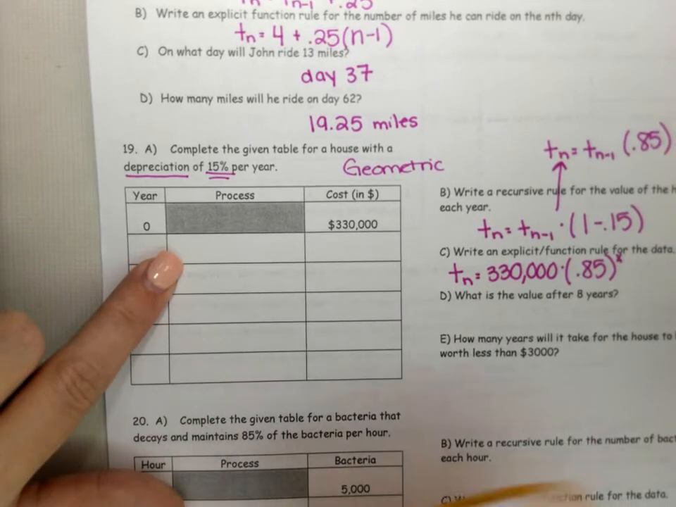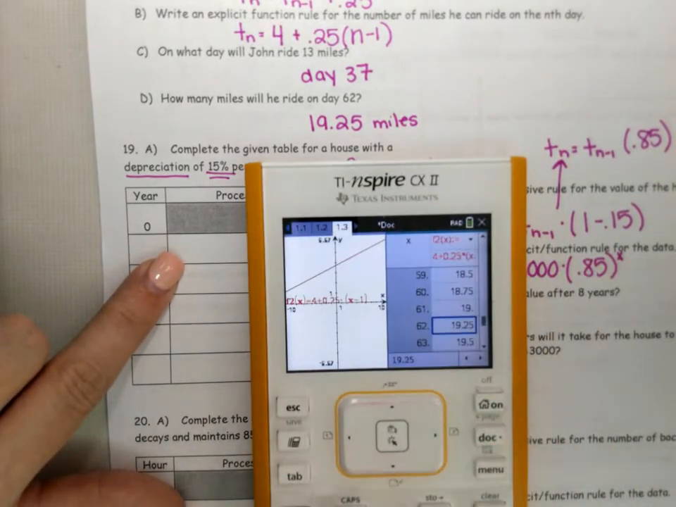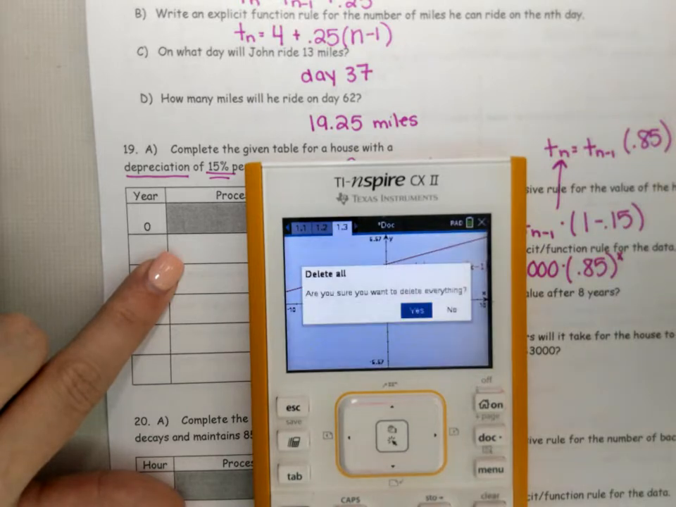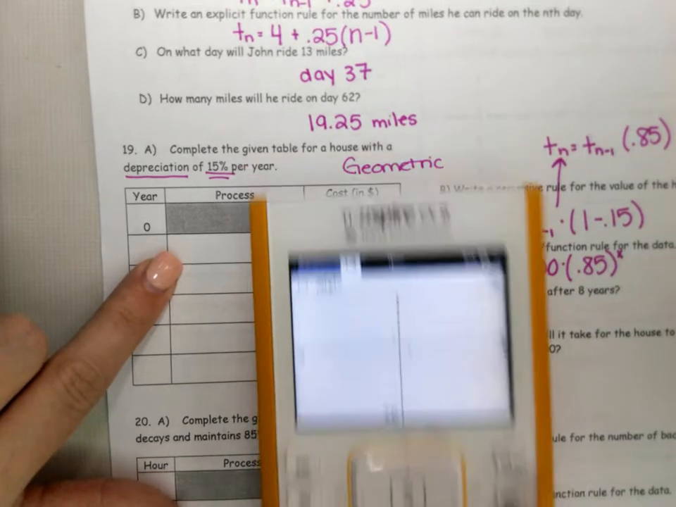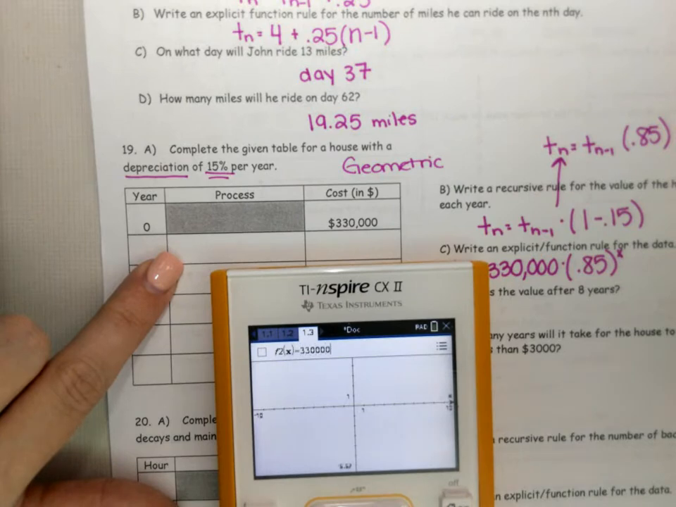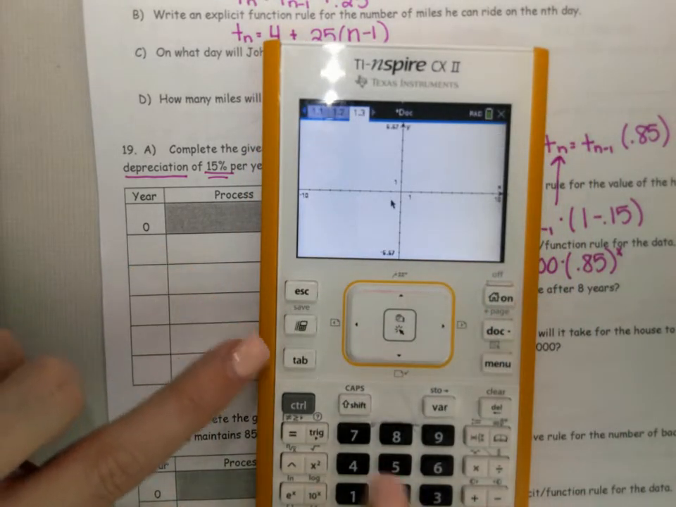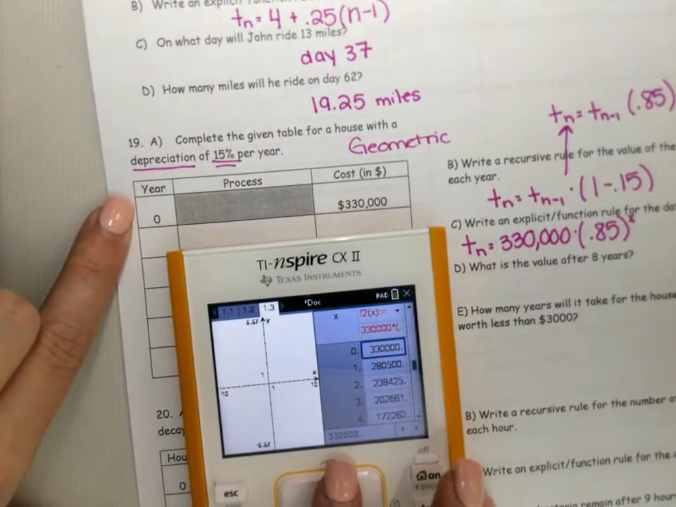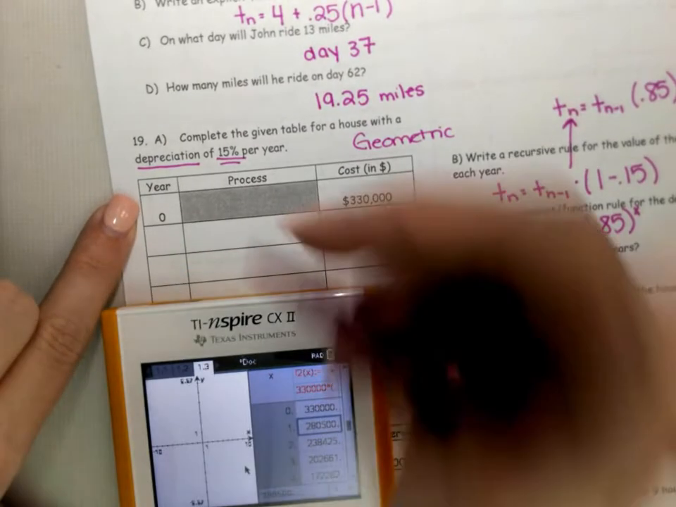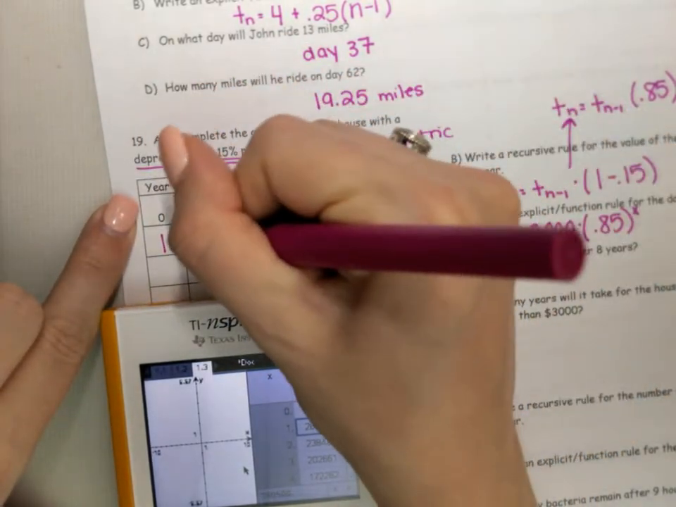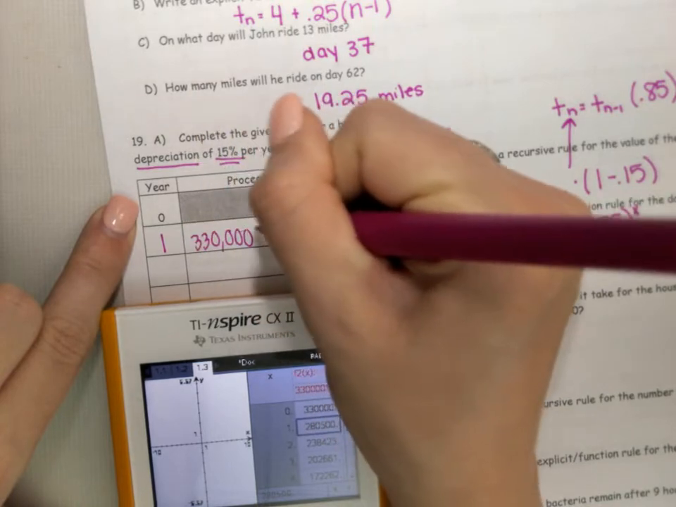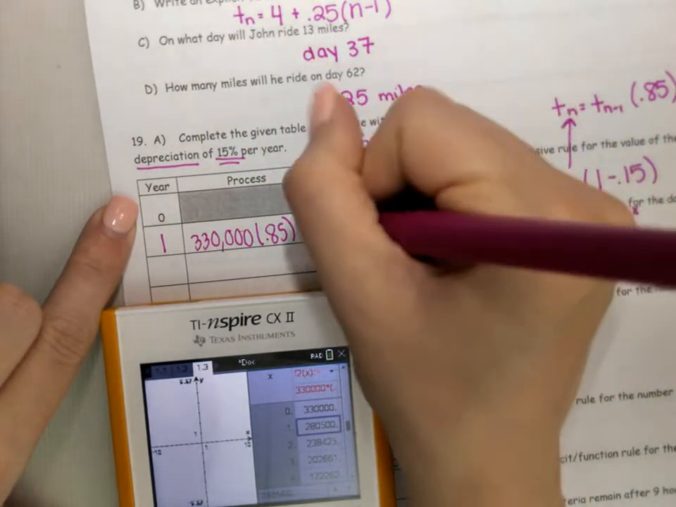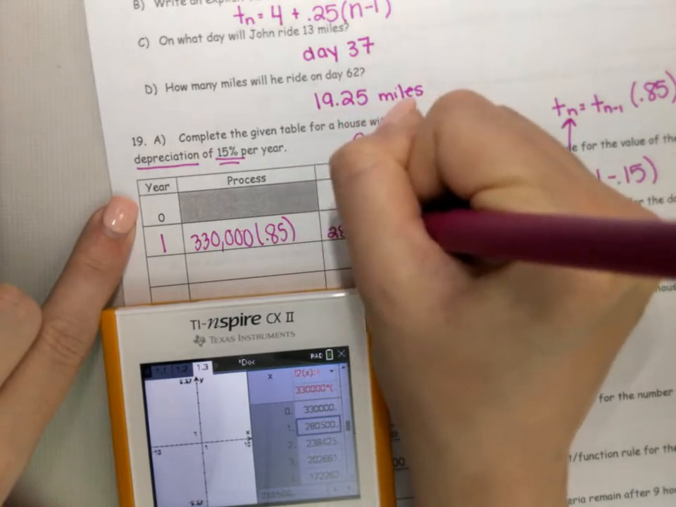So what is the value after 8 years? So Control T, delete this, menu 3.1. So we're starting off, parentheses 0.85 to the x, enter, Control T. So after 0, I can see that it's starting at the right spot. After 1, what I'm doing is I'm taking 330,123 and multiplying by 0.85. And I get 280,500.